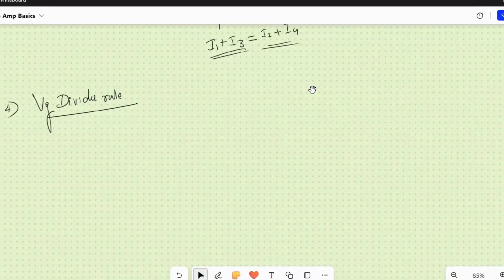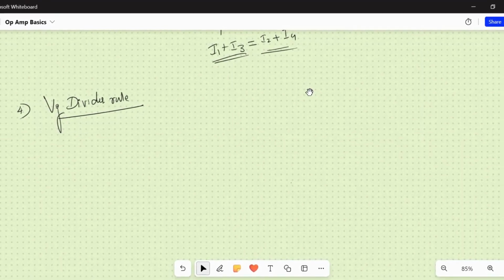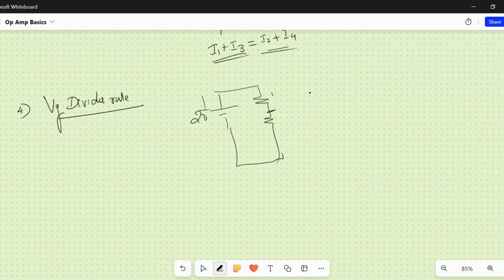So let's go to the fourth one, the voltage divider rule. What do you mean by voltage divider rule? You take only part of the voltage. You don't want the complete voltage. Let us say you have a 20-volt battery, but you don't want to consume all of it. You just require 5 volts or 10 volts. What you do is take the ratio, so maybe the voltage drop is one fourth or one half of it.